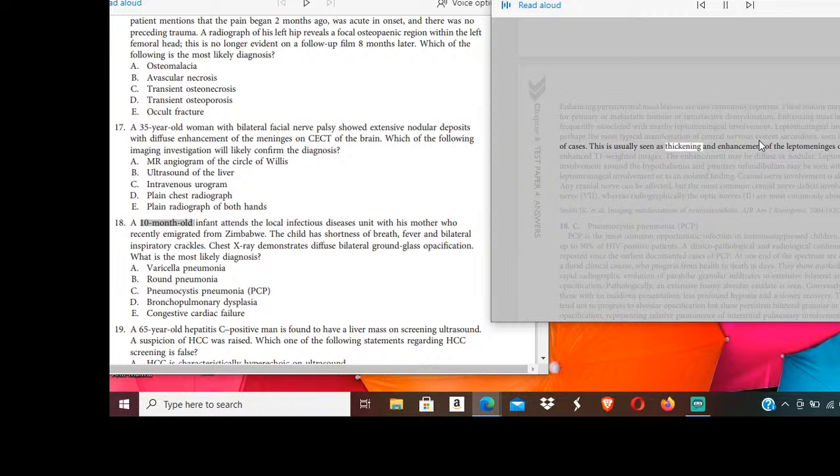This is usually seen as thickening and enhancement of the leptomeninges on contrast-enhanced T1 weighted images. The enhancement may be diffuse or nodular. Leptomeningeal involvement around the hypothalamus and pituitary infundibulum may be seen with basilar leptomeningeal involvement or as an isolated finding. Cranial nerve involvement is also described.